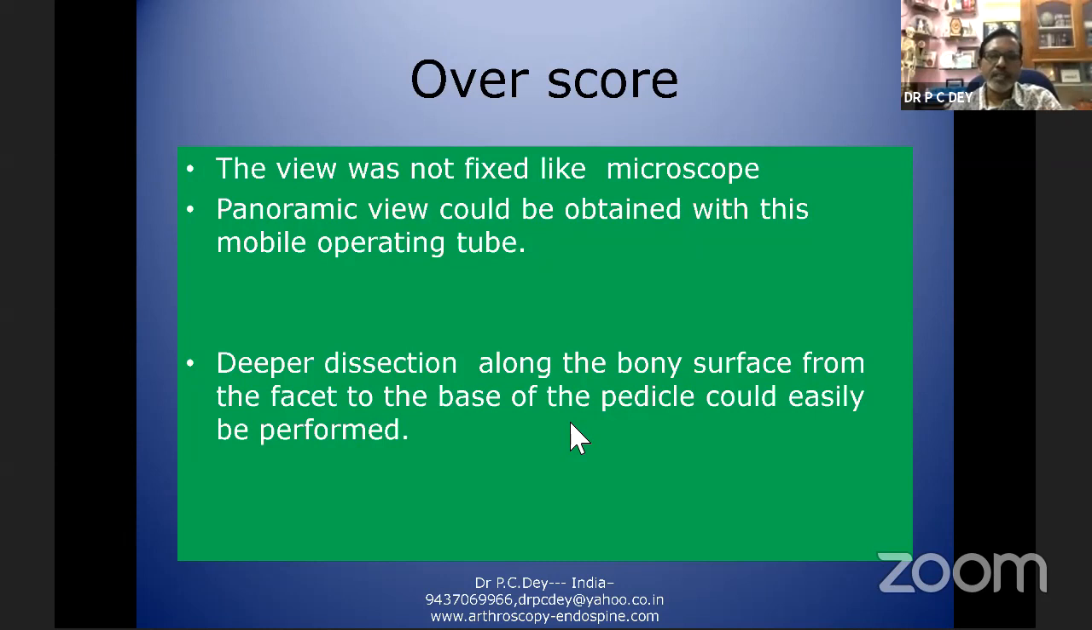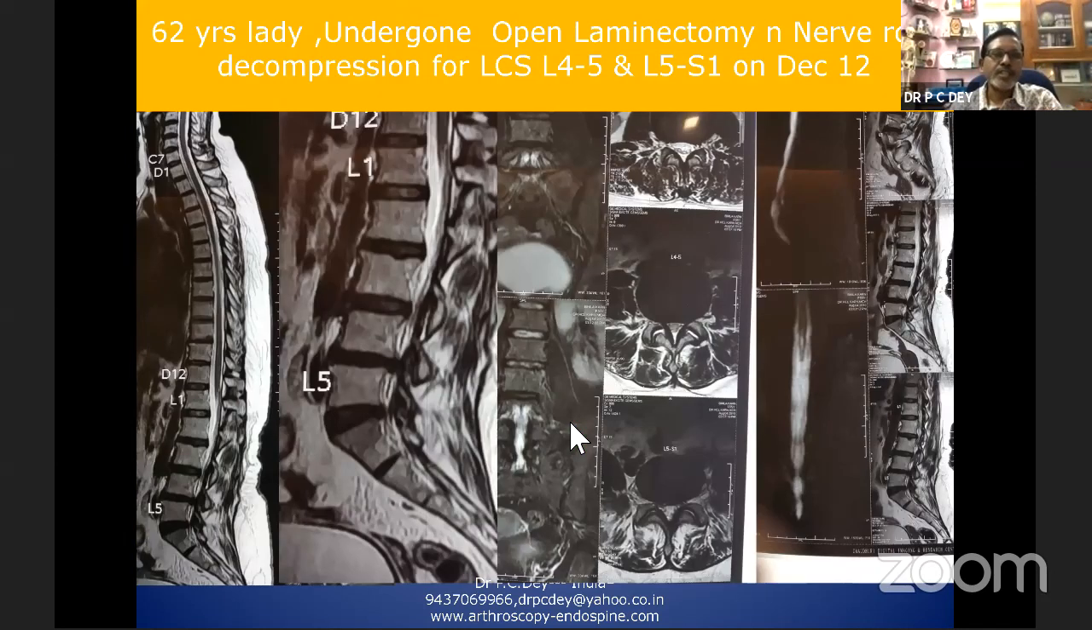Deeper dissection along the bony surfaces, from the facet to the base of the pedicle, can be easily performed. This is a 62-year-old lady who had undergone open laminectomy and nerve root decompression at L4-L5 and L5-S1 for lumbar canal stenosis in 2012.